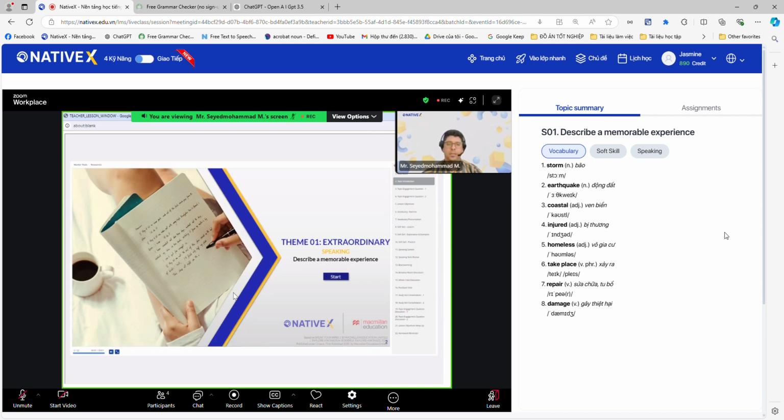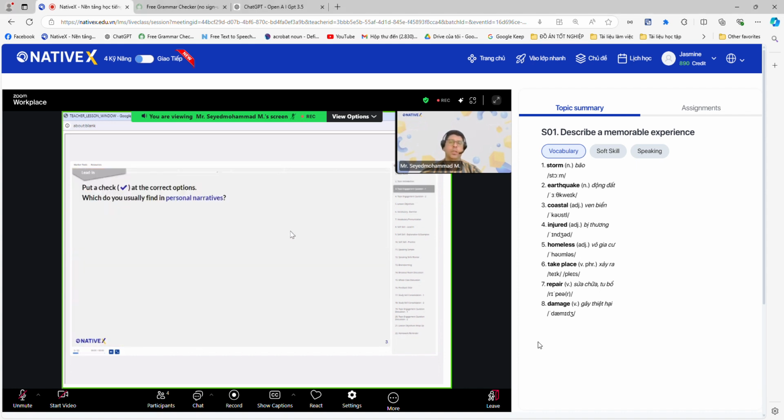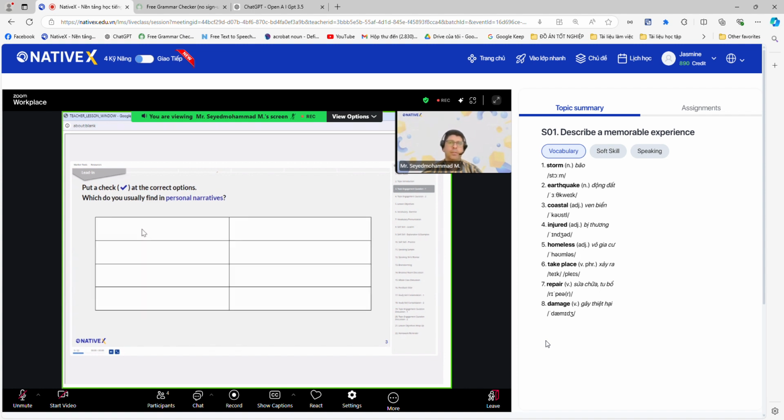In today's lesson, we are going to learn how we use personal experience in our stories. Okay? So, put a check at the correct options. Which do you usually find in personal narratives? Feelings, descriptions, evidence, or a connected sequence of events?